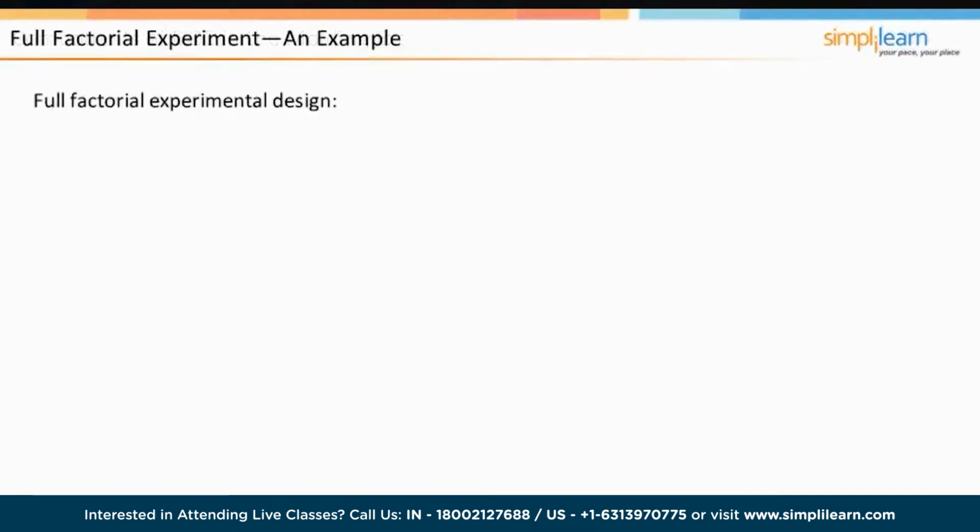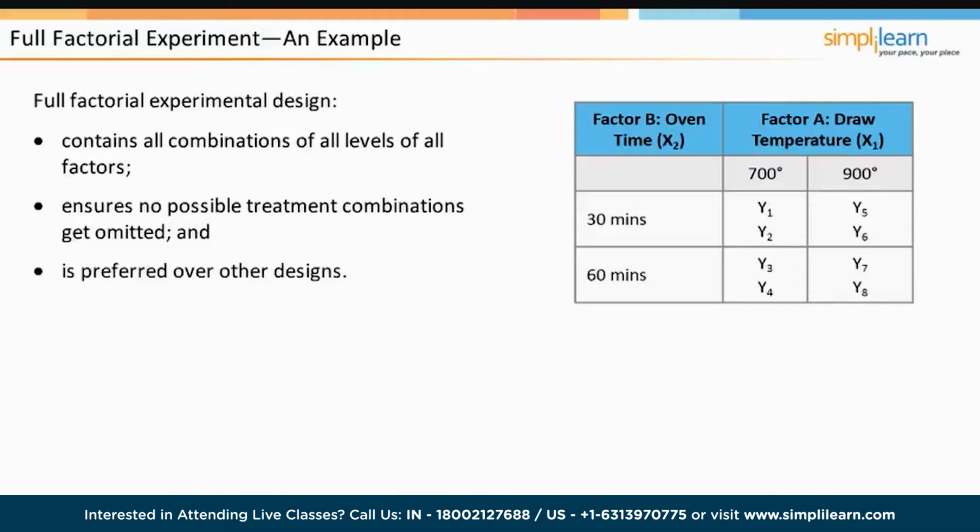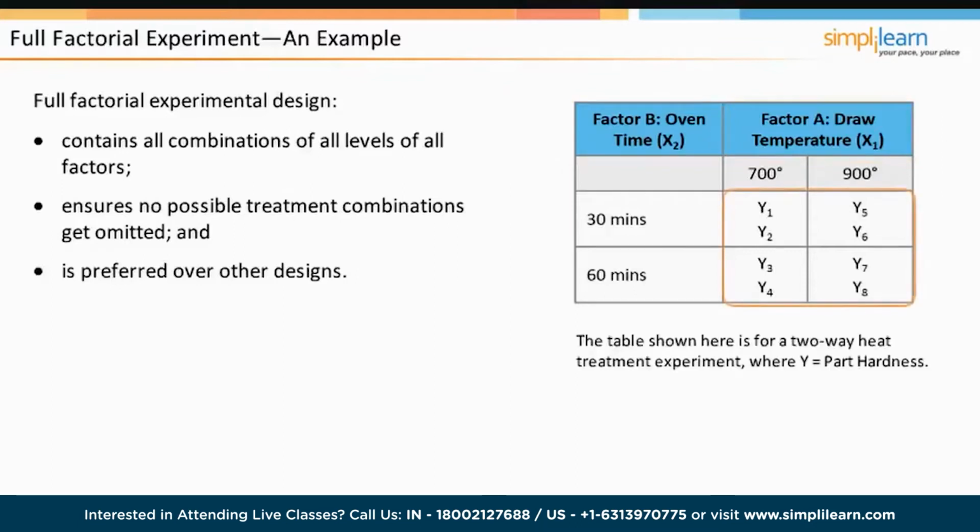Let us understand full factorial experiments through an example. Full factorial experimental design contains all combinations of all levels of all factors. This experimental design ensures no possible treatment combinations get omitted. Hence, full factorial designs are often preferred over other designs. The table shown here is for a 2-way heat treatment experiment. There are 2 factors, oven time, X2, and the temperature, X1, at which the material is drawn out of the oven. The output, Y, of the experiment is the hardness of the material. Each of the factors has 2 levels.